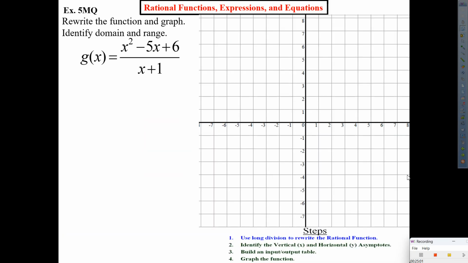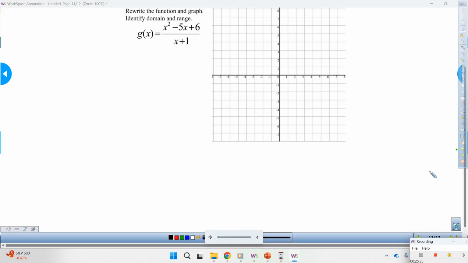All right, example 5 mega Q, there it is. Example 5 mega Q, write that down. g of x equals x squared minus 5x plus 6 over x plus 1. You should be able to graph that one completely by yourself. Give you guys a head start once again, and then I'll call on someone so they can show us what they got. So make sure you sketch your coordinate plane on the side. I'll give you guys some time. Copy and go.